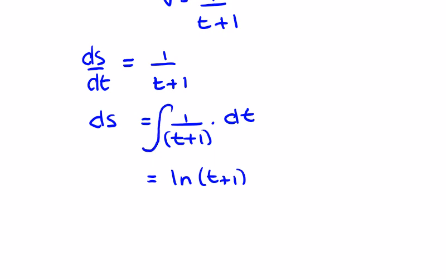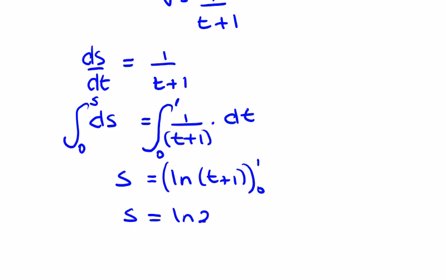Just go back and put my integrals in. Between 0 and s, and it's 1 second later, so 0 and 1. So we're going to get s minus 0, or s is equal to the natural log of t plus 1 between 1 and 0. So s is equal to the natural log of 1 plus 1, which is 2, minus the natural log of 1, which is equal to 0. So s is just equal to the natural log of 2.